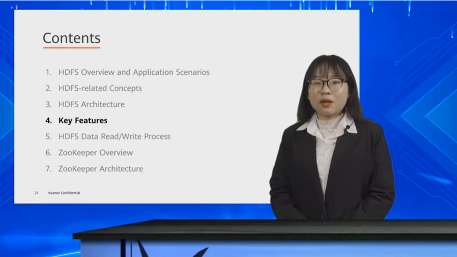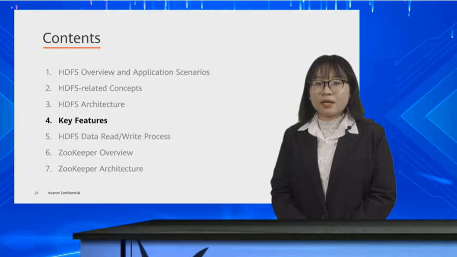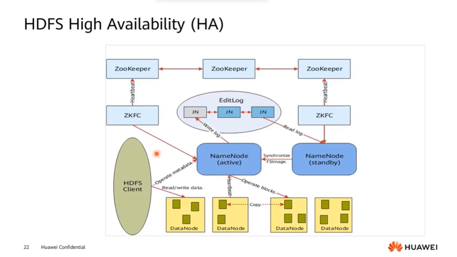In this section, let's talk about some key features of HDFS, which include high availability, metadata persistence, federation, data replica mechanism, and etc. First is the HDFS high availability. The high availability of HDFS is achieved by using Zookeeper to implement active and standby name nodes, and thus solving the problem of single point of failure.